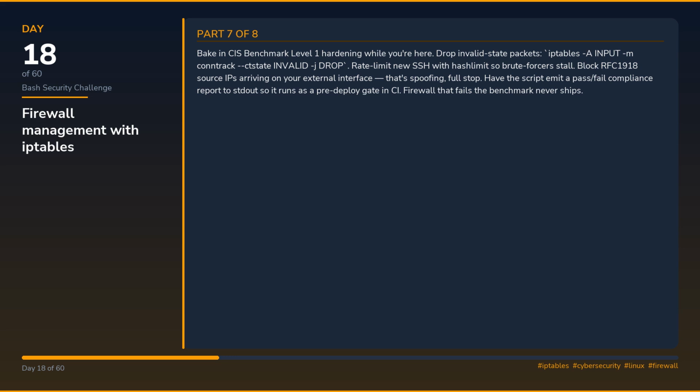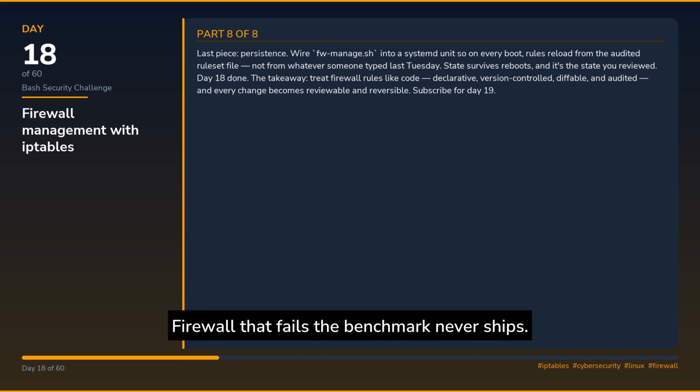Bake in CIS benchmark level 1 hardening while you're here. Drop invalid state packets: iptables -A INPUT -m conntrack --ctstate INVALID -j DROP. Rate limit new SSH with hashlimit so brute forcers stall. Block RFC 1918 source IPs arriving on your external interface. That's spoofing, full stop.